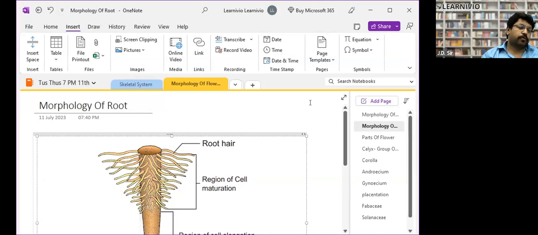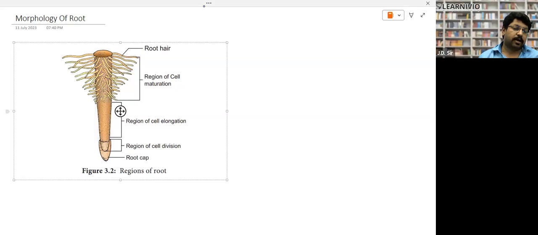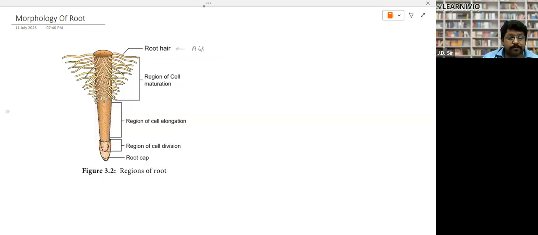Yes. So from where the root comes out, root hairs are basically outgrowths of the external layer, the epidermal structure. These are called root hair. Root hairs are found in this region, called the region of cell maturation or root hair region. The root hair region is basically meant for the absorption of water and minerals. Water and mineral absorption is the responsibility of root hair, and they are external outgrowths.